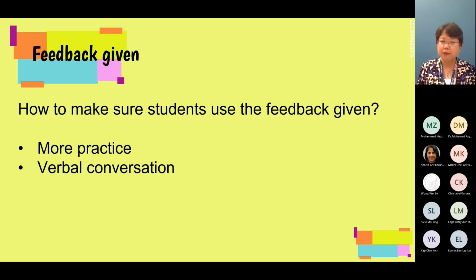We give them a pop quiz, and then after that we go through the answers with them. But how do we ensure that the students actually use the feedback or listen to the feedback that was given? Do we give them another quiz the next class, or do we get them to do more practice?